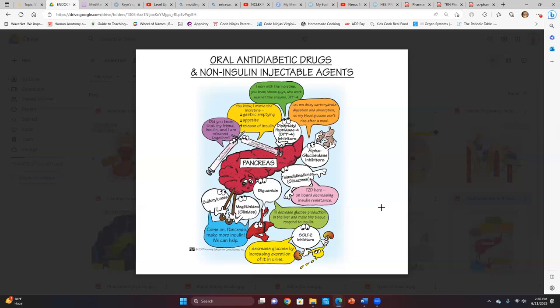For glucophage, this is also your metformin. When we think about glucophage, do not give it for 48 hours after an IV pyelogram. This is the CT with contrast, because it can cause kidney damage.